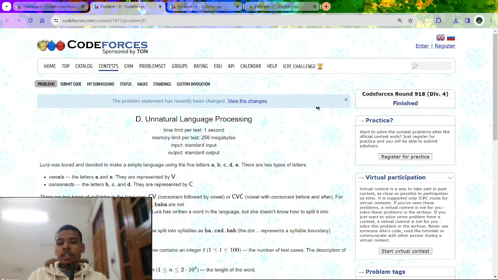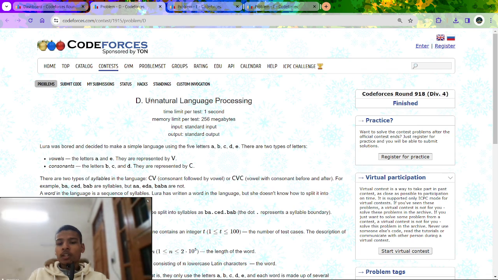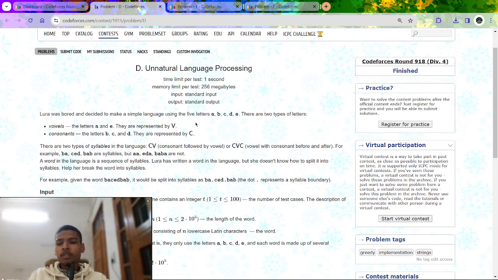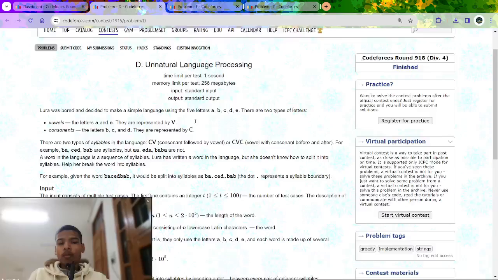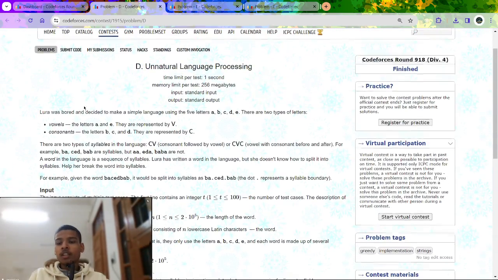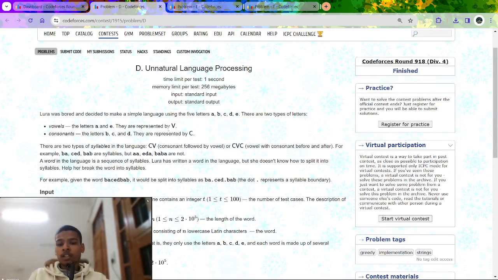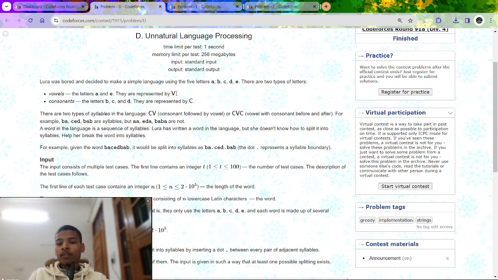The name of problem D is Unnatural Language Processing. It is pretty much an implementation type problem. What is the problem asking? We will be given a string containing only 5 letters: A, B, C, D and E. A and E are vowels, denoted by V. The rest of the characters, B, C and D, are consonants, denoted by C.